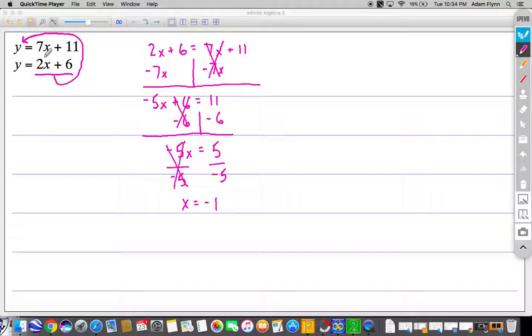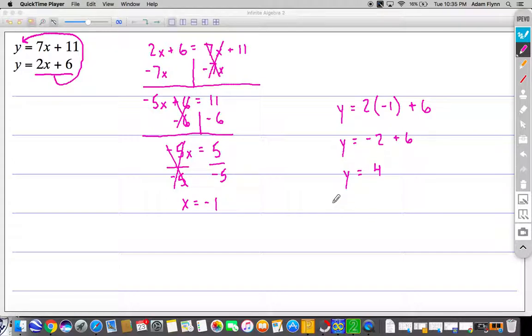So how about I pick this bottom equation here, and I'll replace the x with negative 1. So y equals 2. Instead of x, I have negative 1 plus 6. So 2 times negative 1 is negative 2. Then I haven't touched the plus 6, so I'll add it to the back end. So negative 2 plus 6 is going to be positive 4.